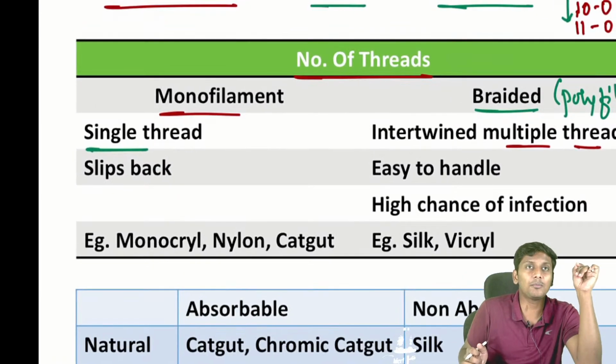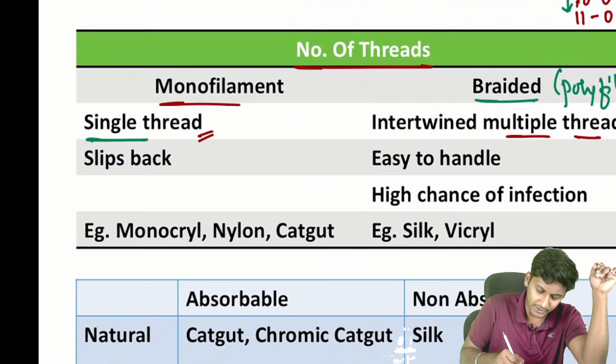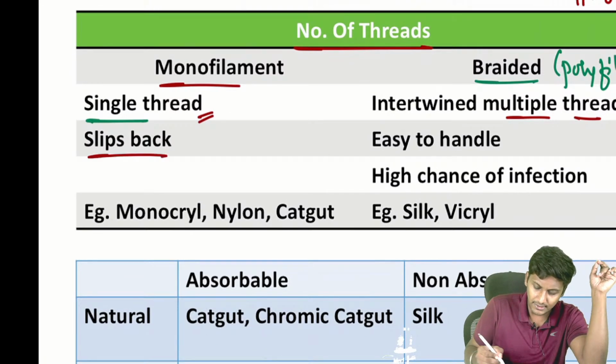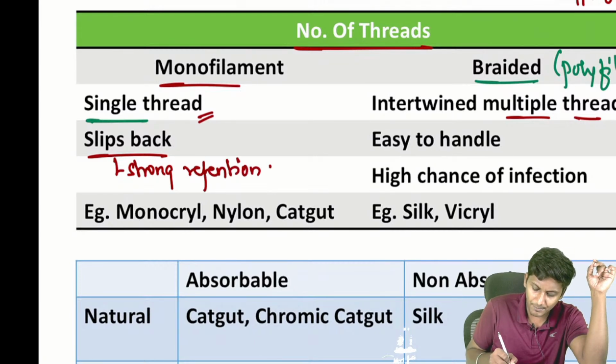You have to remember that the monofilament suture is made up of a single thread and it can slip back easily because it has a strong retention memory. Because it has a strong retention memory, वो अपने वापस original shape में चला जाता है. That's the reason. ठीक है.